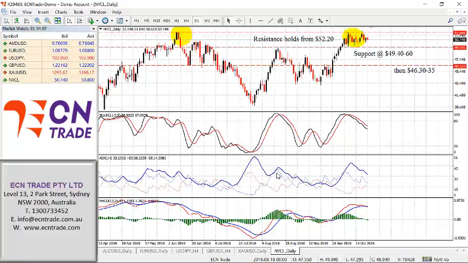And to wrap up with oil, 52.20 still caps, and we're still looking towards that 49.40 support. A sustained break beneath the 49.40 would actually see further weakness down towards the $46 a barrel region. However, do note that if we do get a break above that 52.20, then further bullish threat will be seen towards an objective around about $54 to $54.50 a barrel.